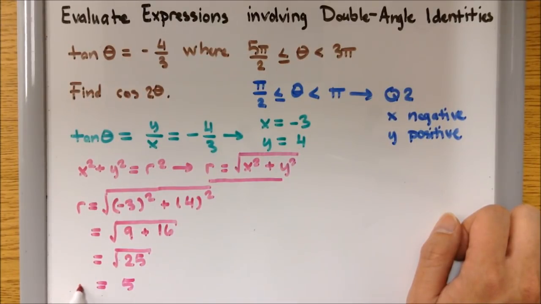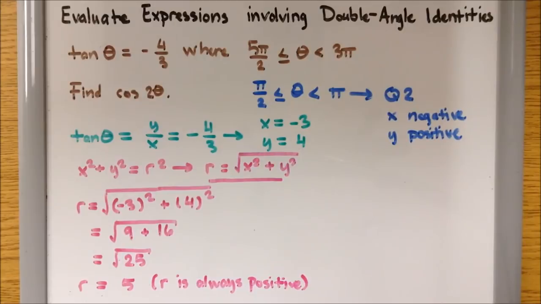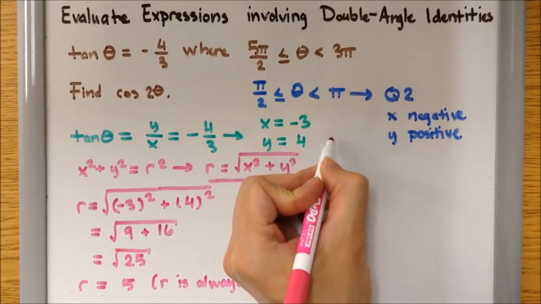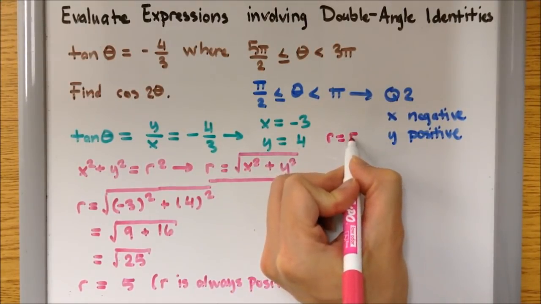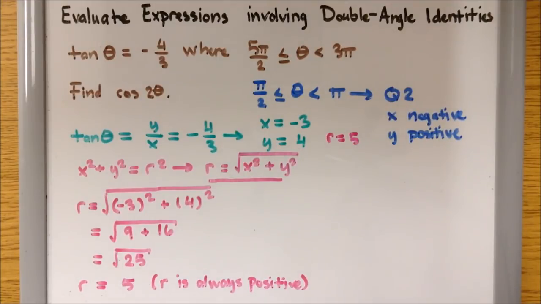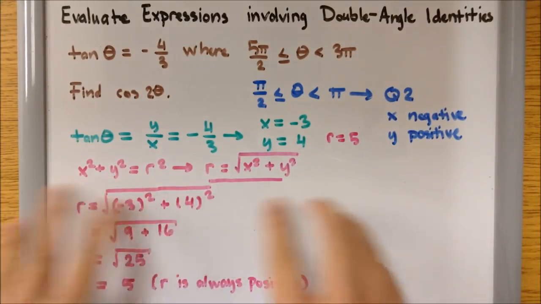Now here, I don't have to worry about the plus and minus because r is always positive. Make sure you remember that. That should be in your notes. r is always positive. Alright, so I'm going to write the r value up here. r equals 5. Alright, we've got x, y, and r, and I think we pretty much have everything we need in order to find cosine 2 theta. So what I'm going to do is erase to make more room.